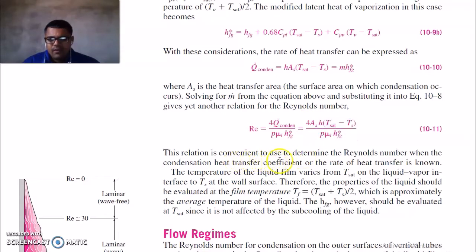Now this relation is convenient to use to determine the Reynolds number when the condensation heat transfer coefficient or the rate of heat transfer is known. If you know h or Q, you can find the Reynolds number. The properties of liquid should be evaluated at film temperature. The film temperature here is the average temperature of surface and saturation temperature of the liquid.